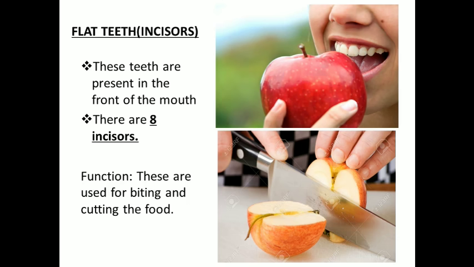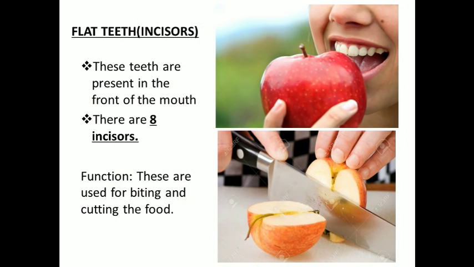These teeth are present in the front of the mouth. These are eight in number, and the function, which is very important, is biting and cutting the food. So these teeth, the incisors, are like the knives which help us to cut the food into pieces.